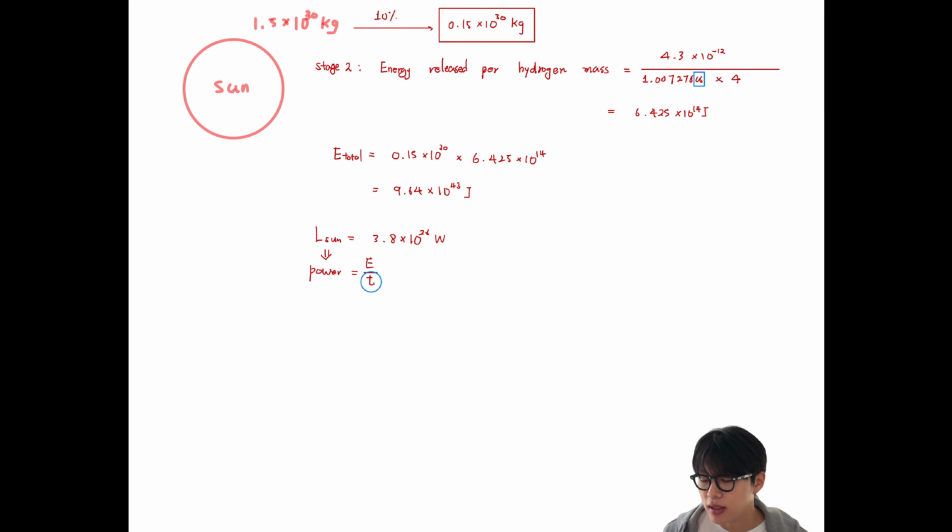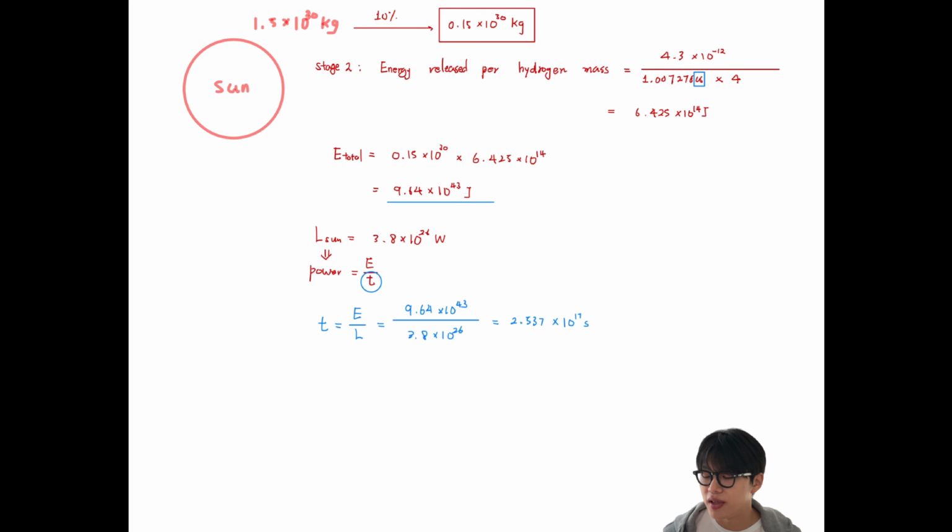Okay, so we can say the time spent, T, is equal to, if you just swap that, E over L. So that is equal to the total energy we just calculated, which is 9.64 times 10 to the 43, divided by the luminosity of the sun, given as 3.8 times 10 to the 26 watts. So that gives us the time. Okay, if you calculate that, you get 2.537 times 10 to the 17 seconds.